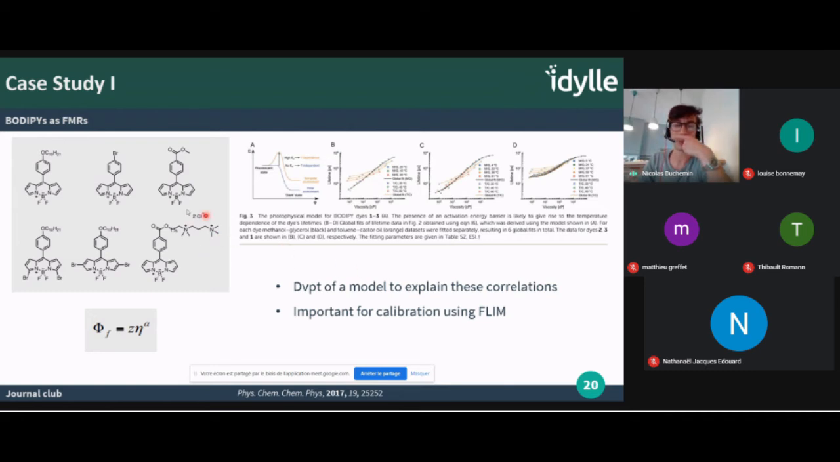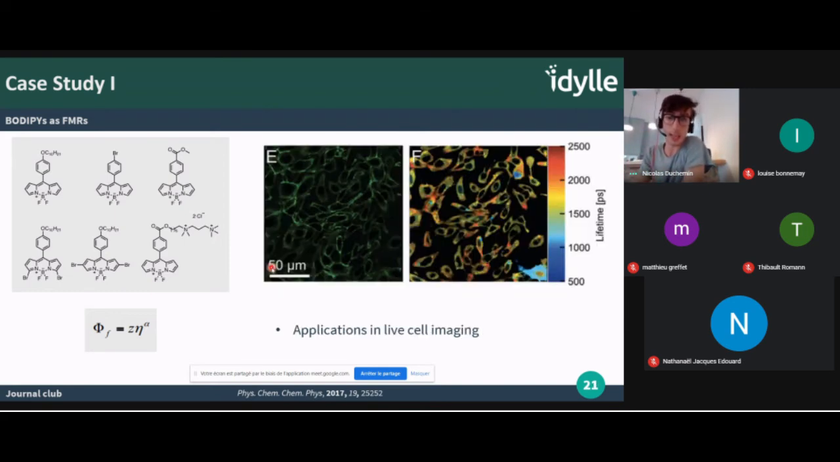And this one was selected as being the most useful one, because now you can actually do a calibration for FLIM, so fluorescence lifetime imaging microscopy. And you end up with a compound that will say, okay, I have this lifetime, therefore I have this viscosity at this precise position. And so in the end, you do live cell imaging.